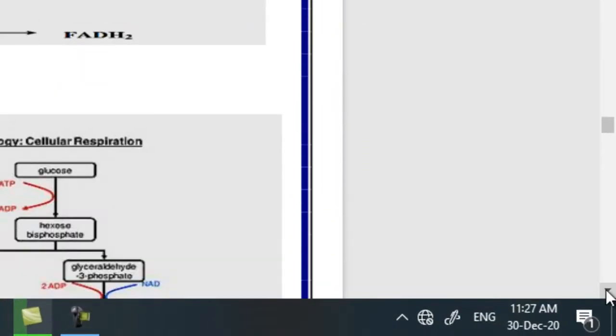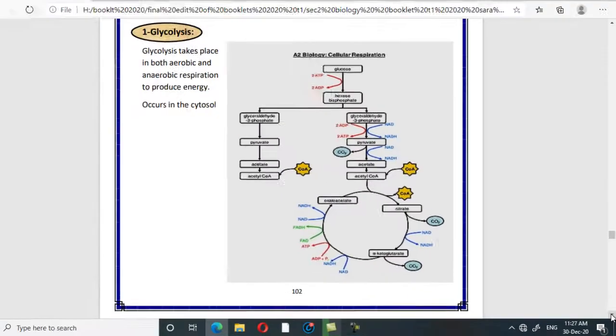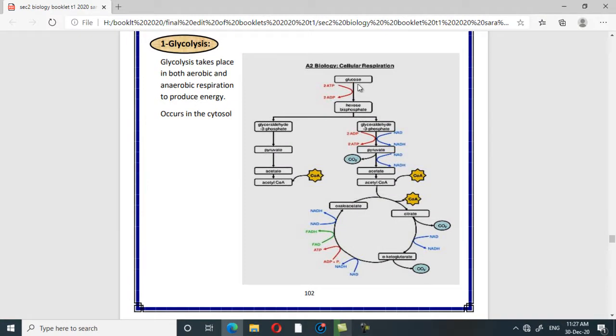The first step is glycolysis. Glycolysis starts with glucose. In turn, glucose will change into glucose 6-phosphate, then fructose 6-phosphate, fructose 1,6-bisphosphate, then phosphoglyceraldehyde or PGAL, and ends with pyruvic acid. The net of these changes will lead to the formation of 4 ATP molecules and 2 NADH.